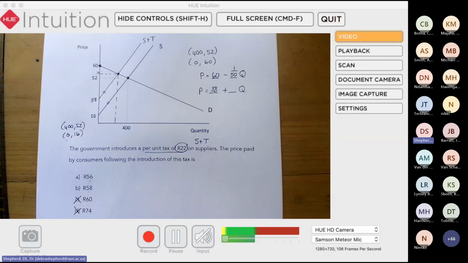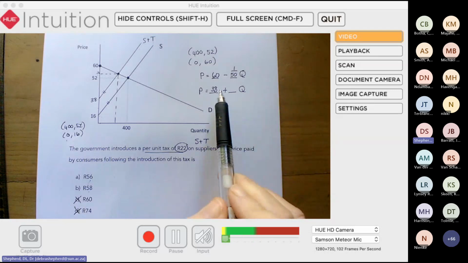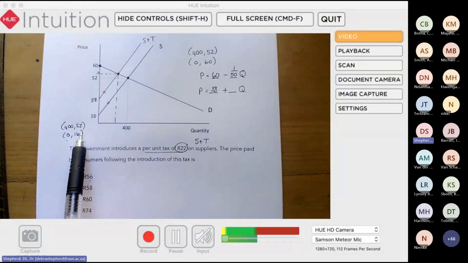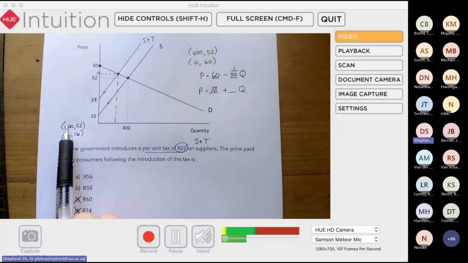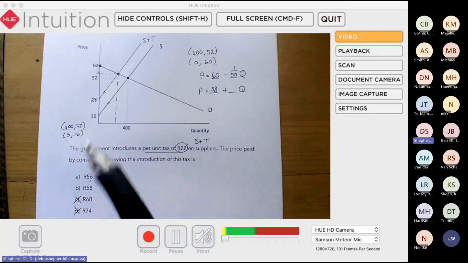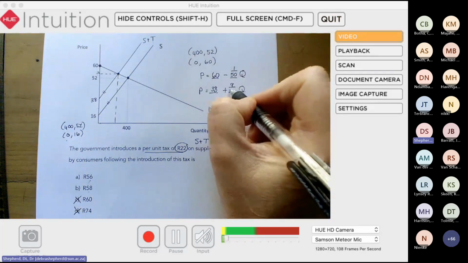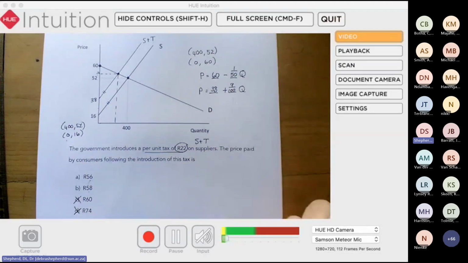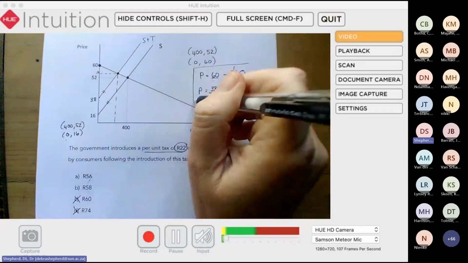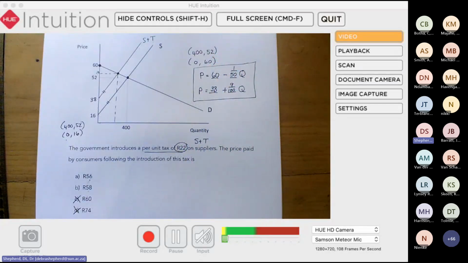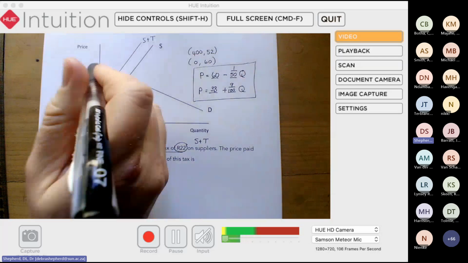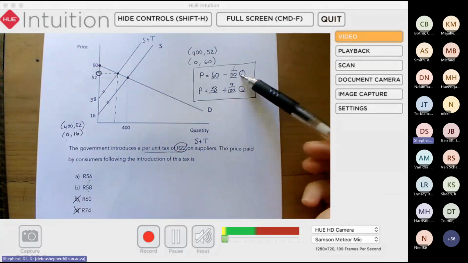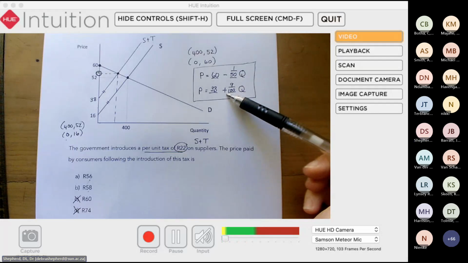And so what is the slope of the supply curve, which would also be the slope of the supply plus tax curve, if a change in price of 36 gives us a change in quantity of 400? 9/100. Perfect. Okay, 36 divided by 400 would be 9/100. So now I have my two functions. And so I can solve for this price by setting these two functions equal to each other.